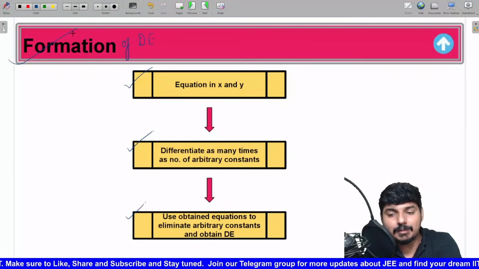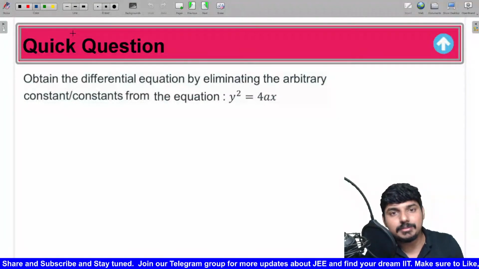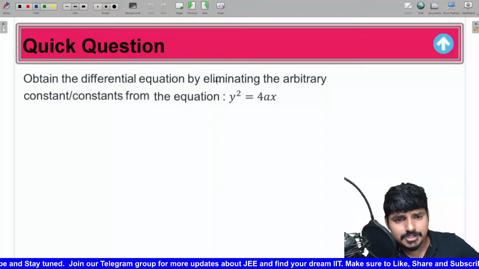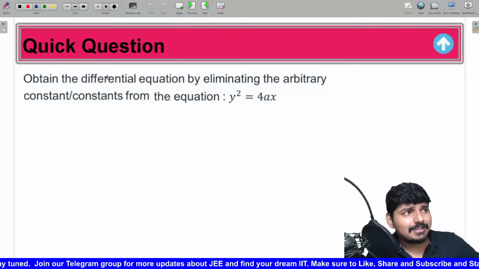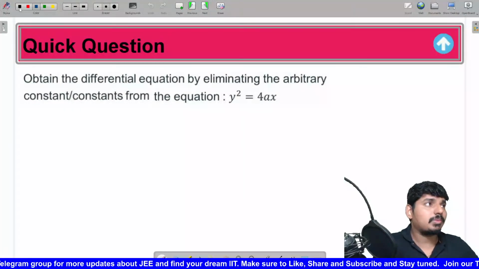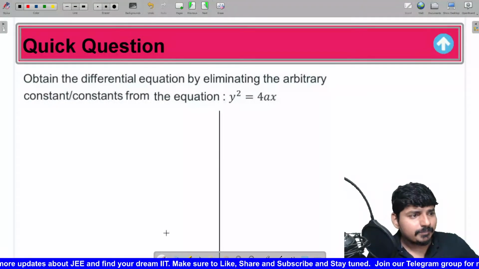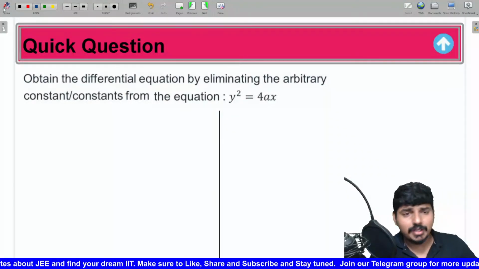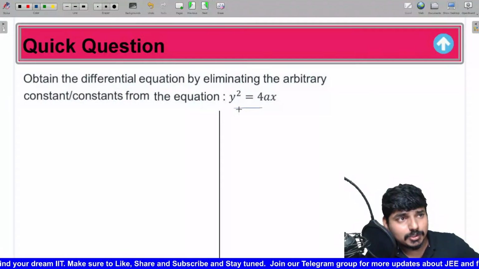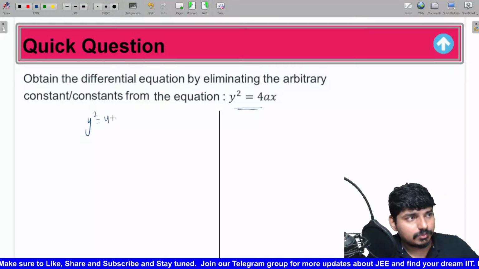Okay, so for example, let us say this question is given to you. Let me apply the same concept to this type of question, everyone. See here: obtain the differential equation by eliminating the arbitrary constant or constants from the equation y square equal to 4ax. In this case we need to find a differential equation for which this is the solution. So let me write down the equation y square is equal to 4ax.